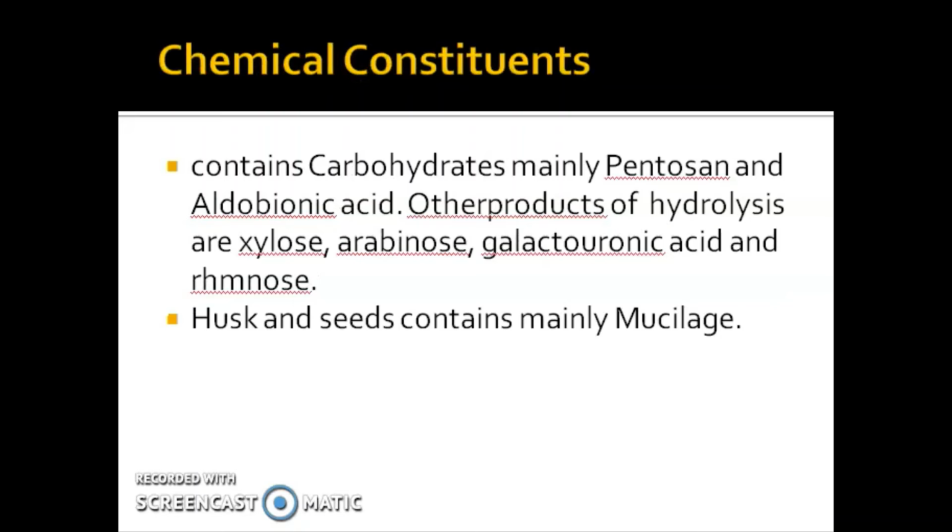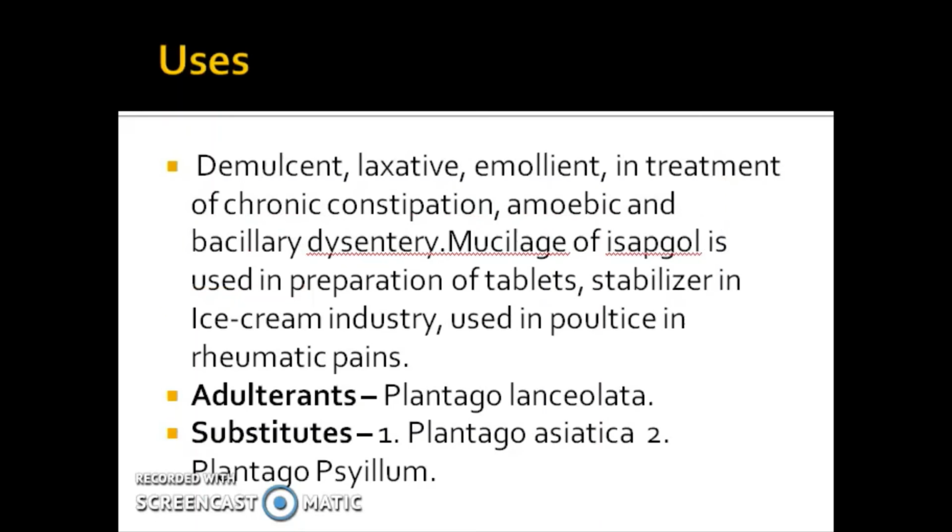Chemical constituents: contains carbohydrates, mainly pentosan and aldobionic acid. Other products of hydrolysis are xylose, arabinose, galacturonic acid, and rhamnose. Husk and seeds contain mainly mucilage. Uses: demulcent laxative, emollient in treatment of chronic constipation, amoebic and bacillary dysentery. Mucilage of isabgol is used in the preparation of tablets, stabilizers in ice cream industry. Used in poultices in rheumatic pains. Adulterant is Plantago lanceolata and substituents are Plantago asiatica and Plantago psyllium.